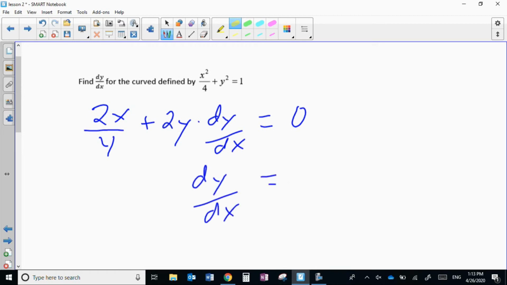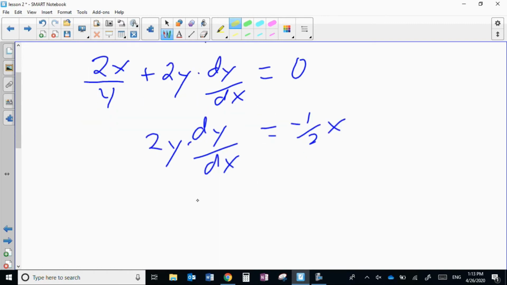Okay, notice that 2x over 4 is the same as a half x, so I get negative 1/2 x. Okay, don't forget that. So dy by dx, divide both sides by 2y, and I get negative x over 4y for my derivative.